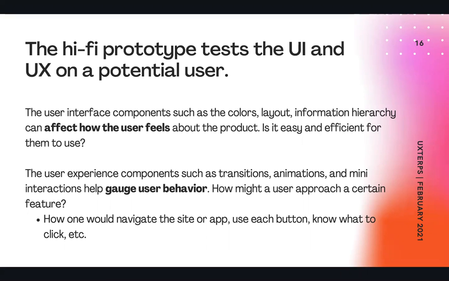And so how might a user know what to click? How might they approach a certain feature? As well as other questions that are useful to keep in mind during a user test, which I will give more examples on a later slide.